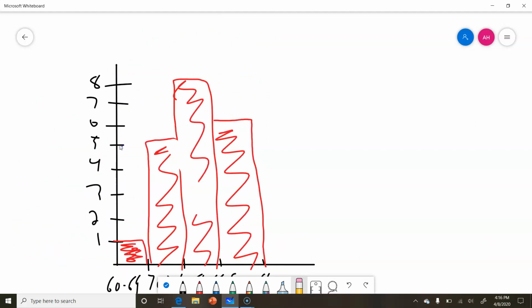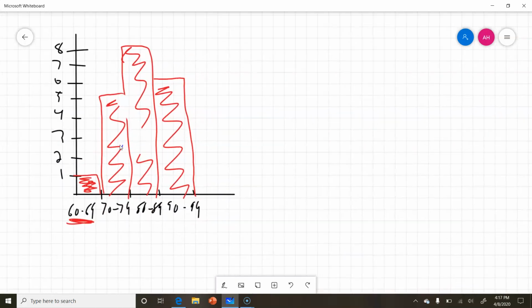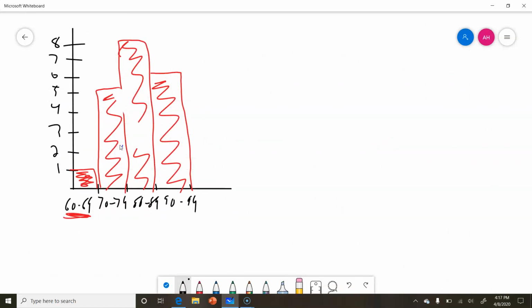Hey, there's my graph. Wow, I haven't done this before. This is fun. So, let's see. There we go. Now that I have my chart right there, what if they asked me this question?